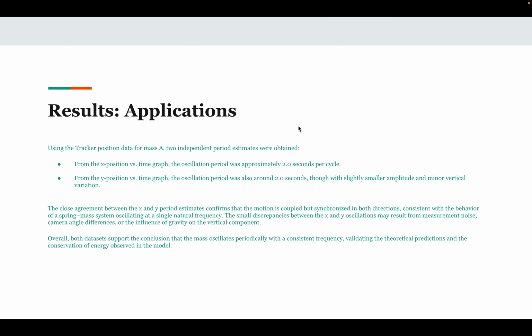Additionally, using the Tracker position data, 2 independent periods were estimated. From the X versus time, it's about 2 seconds per cycle, and from the Y versus time, it's also about 2 seconds per cycle. The close agreement between X and Y confirms the motion is coupled, with synchronized directions, consistent with spring mass system oscillation.